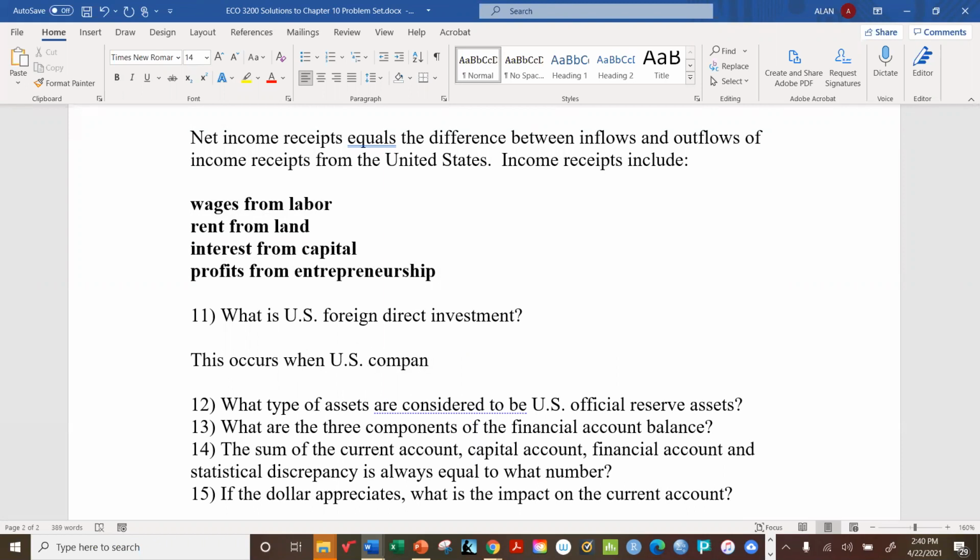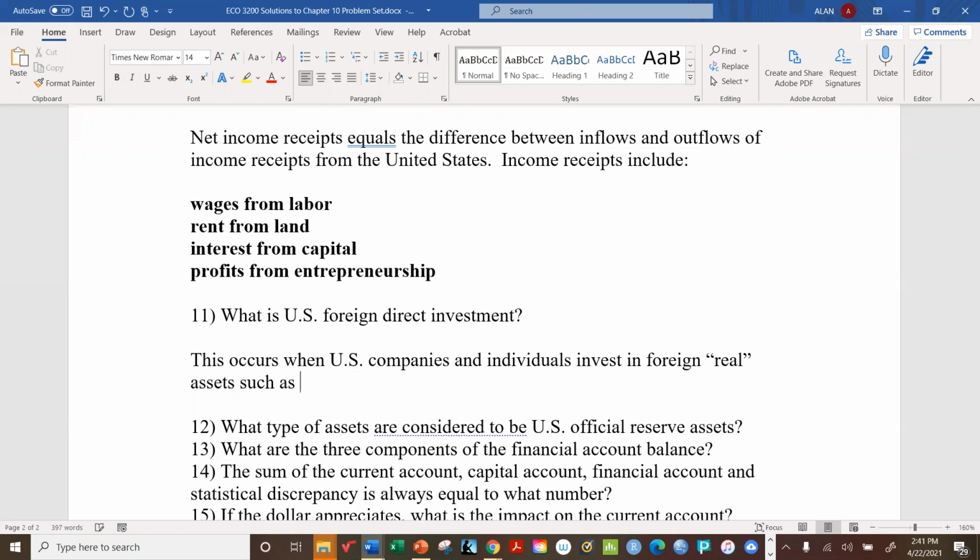Companies and individuals invest in foreign real assets, such as real estate, buying businesses, setting up businesses.